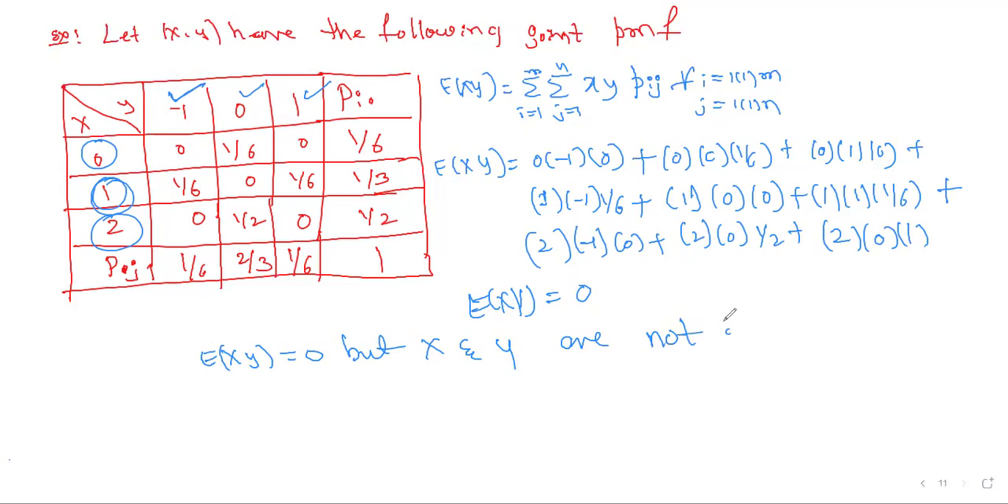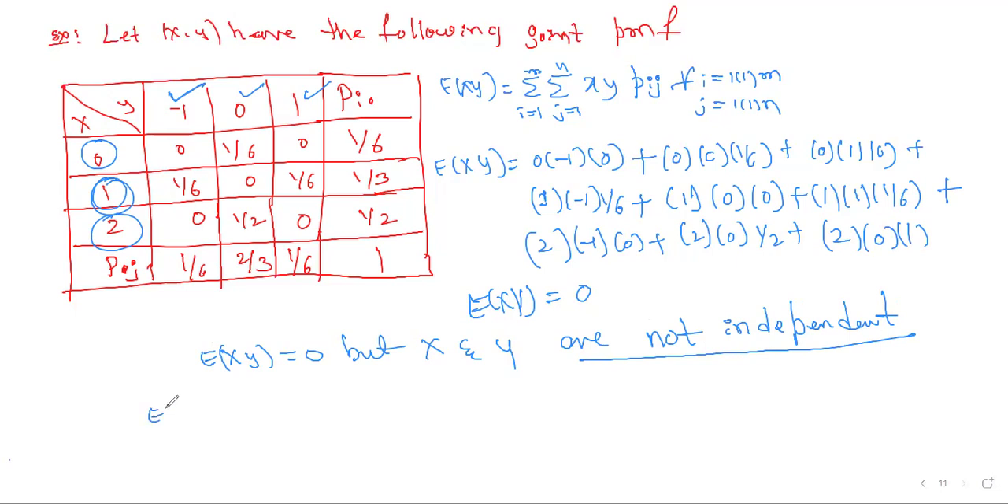X and Y are not independent. X and Y are not independent. This is only the last point. If X and Y are independent, expected XY is equal to expected value of X into expected value of Y, otherwise not. You can cross check here, right?